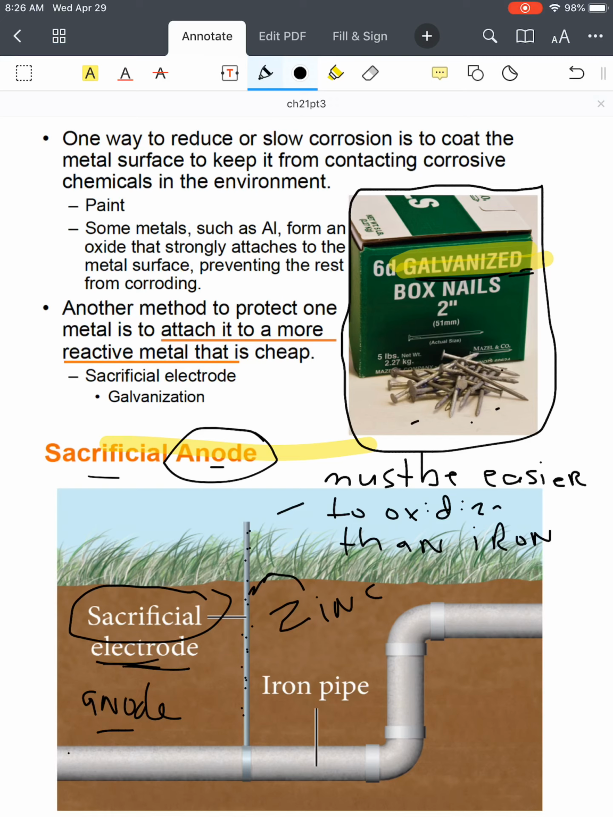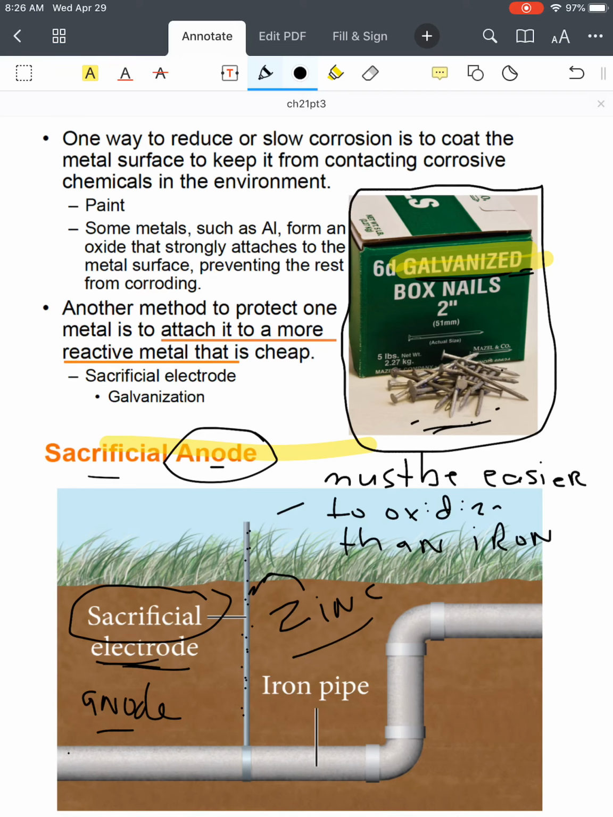And the whole idea behind that is as long as that coating is present, the zinc will react and not the iron in the nail. So the iron will be protected and that nail won't rust as long as that zinc is present. Okay, so the beauty behind galvanization, or the galvanized nails, is that an easy to oxidize metal, usually zinc, is added to the surface of our nails to protect them from rusting, okay?